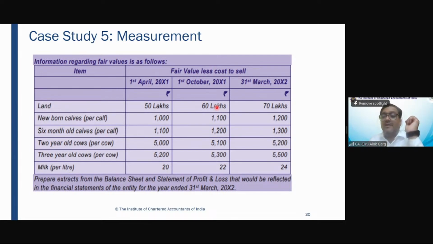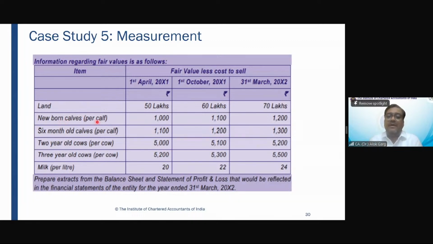Okay, the revaluation under Ind AS 16 or Ind AS 38 is happening at fair value. It is not happening at fair value less cost to sell. So whether this fair value less cost to sell for the land is relevant? Not for Ind AS 41 in this question, right? Because land is an Ind AS 16 item, not an Ind AS 41 item.